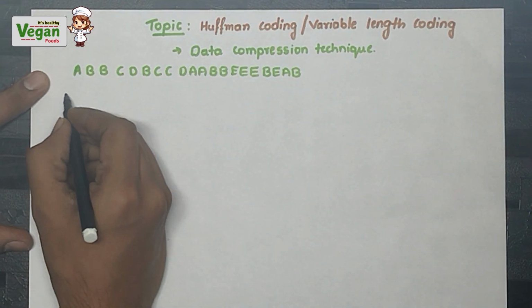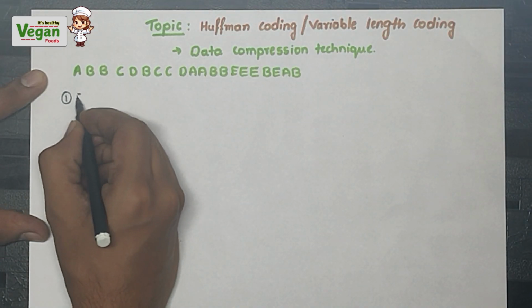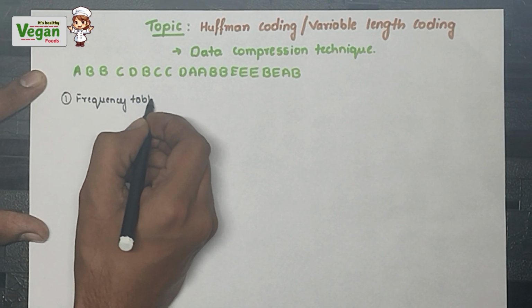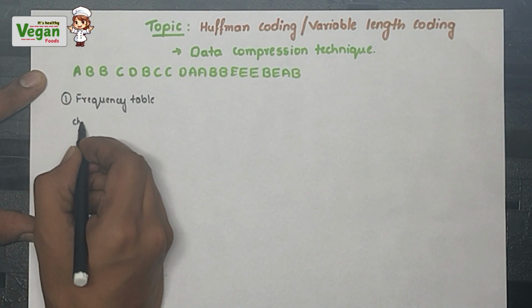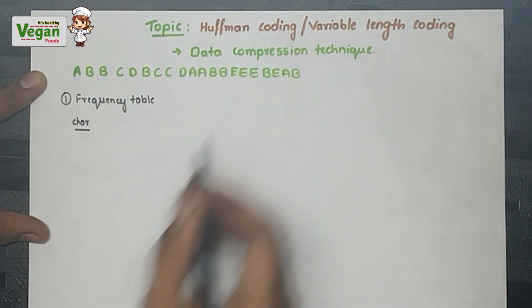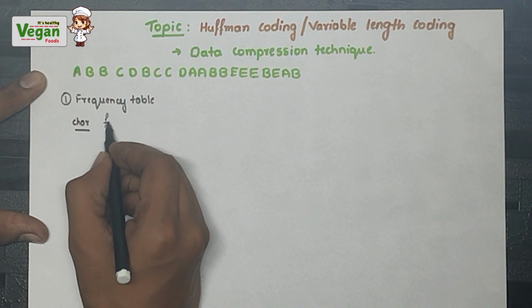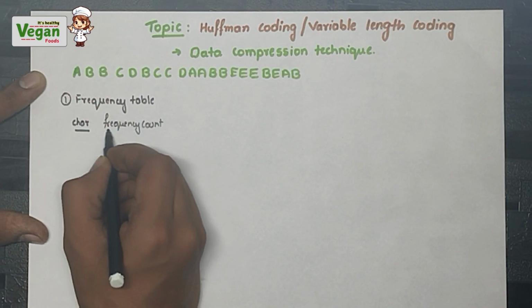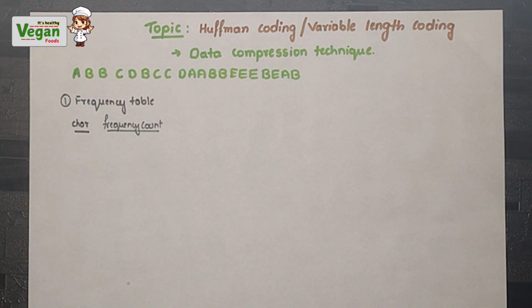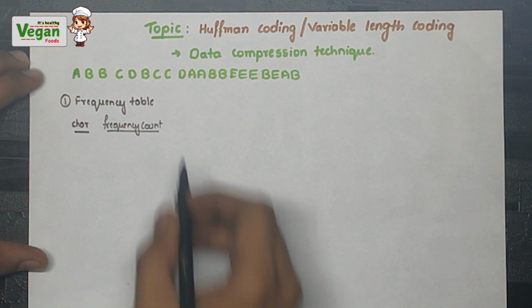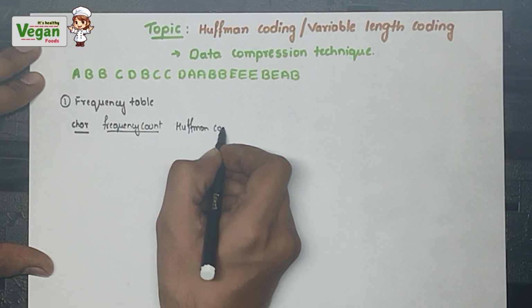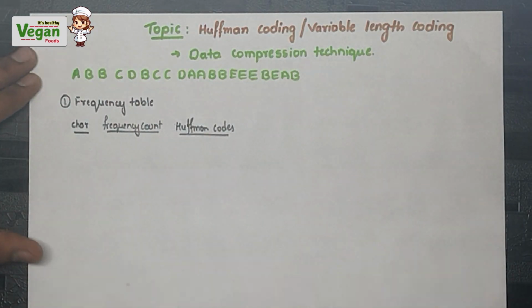The first step will be writing the frequency table. In the frequency table, the first column will be of the characters which are used in the bit frames. Next will be the frequency count. What is frequency count? How many times a character is repeated is called the frequency count. Next will be the Huffman codes, which will be the third column.